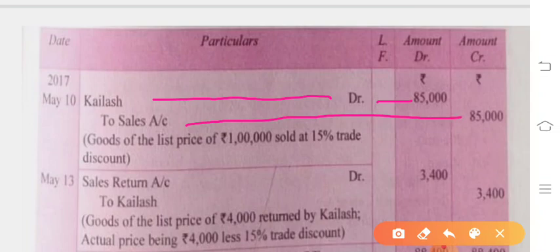Narration: goods of the list price of 1 lakh sold at a 15% trade discount. This should be shown so that we can get to know that the list price of goods is 1 lakh, but we have sold them at a discount of 15%. So technically we are selling them for 85,000. So the discount here we have not shown in the account, but we have shown it in the form of narration because we should know the reality of how the transaction has taken place. Moving towards the next point.